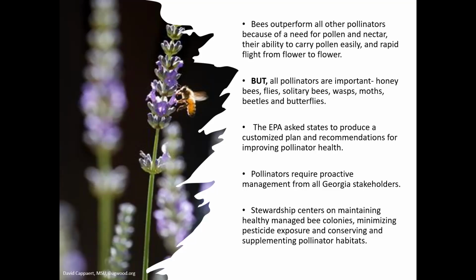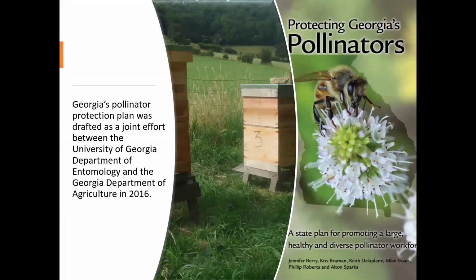So at that time, a lot of the different stakeholders, and we'll go over which ones those are, but know that Georgia played a very important part, all got together and said, we need to do something. Let's do something to increase the awareness of pollinators. So they did a pollinator protection plan. It centers around maintaining healthy managed bee colonies, minimizing pesticide exposures, conserving and supplementing pollinator habitats. And that goes for all pollinators, not just honeybees, but a lot of the pollinators that aren't as well known. And we'll talk about those here in a bit.